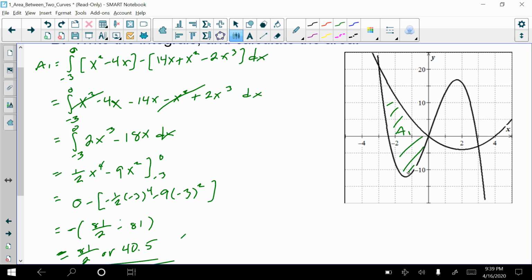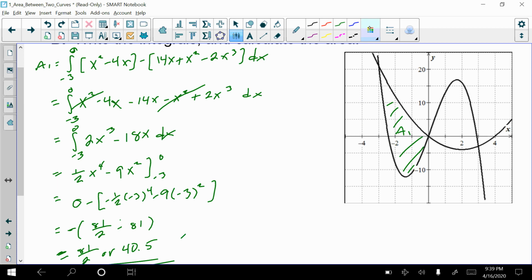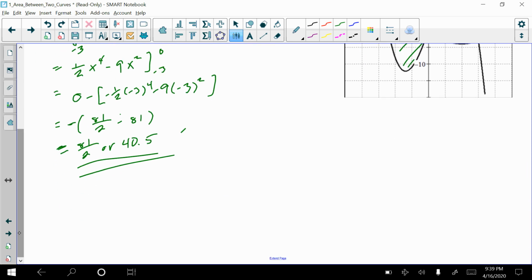Well, now we've got to find the next area with the same process, and I encourage you to pause the video and try to figure it out before I demonstrate it. But presuming that you've done that, let's go ahead and find the second area here. I'm going to move over to the right a little bit where I have some space. So now we're going to say the second overlapping area.